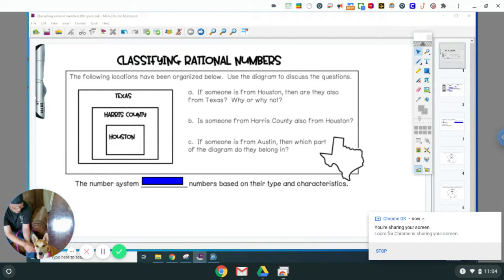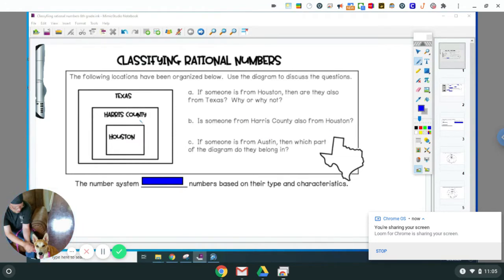So if someone is from Houston, which is right here, then they are also from Texas? Yes. You know for a fact Houston is a city in Texas, so they had to be from Texas as well. But you see also Houston's inside the Texas box. So that's true. Is someone from Harris County also from Houston?